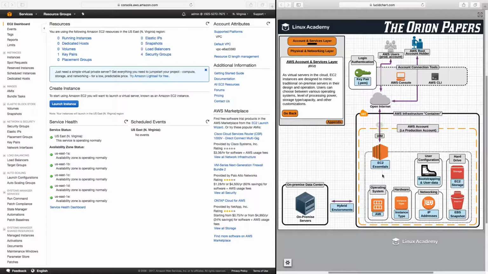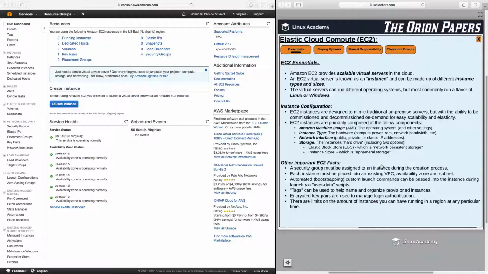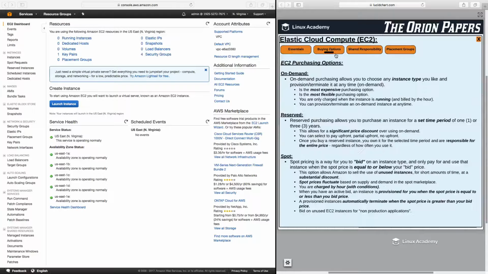So over here in the Orion papers, let's dive back into EC2 Essentials and this time click on the Buying Options tab. There are three main buying options that we want to be aware of when studying for and taking the Certified Solutions Architect examination. It's also very important to be aware of these for our own knowledge when we're architecting applications in the AWS cloud. And these three are on-demand, reserved, and spot.